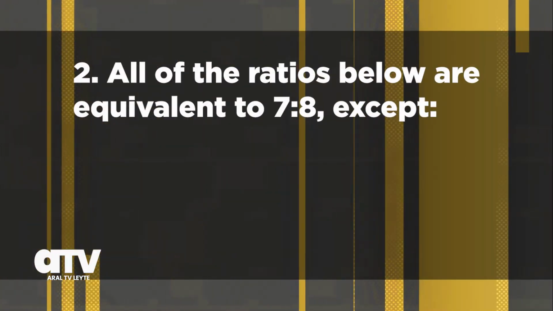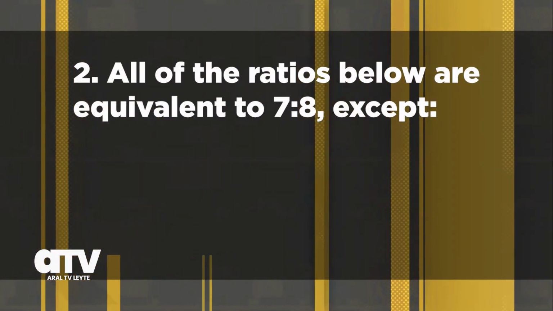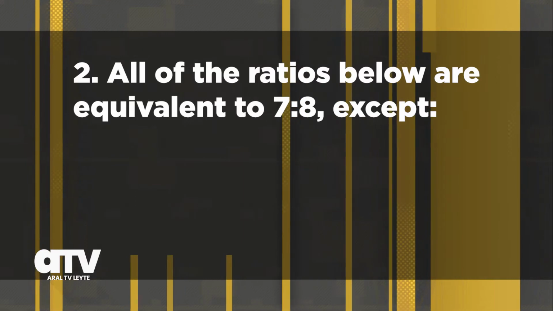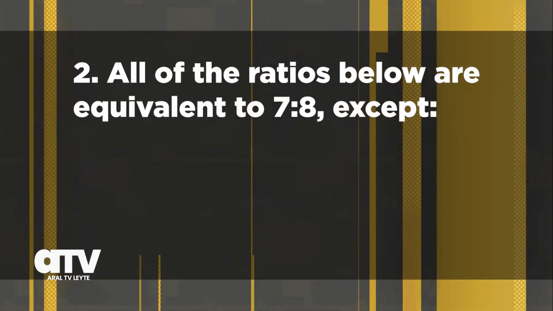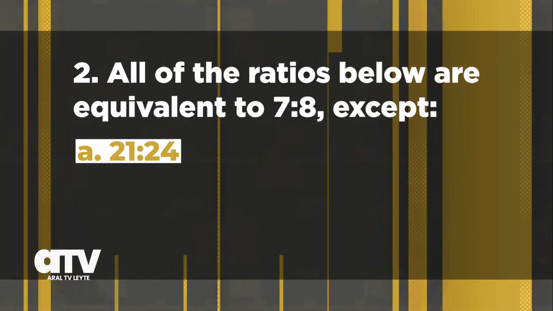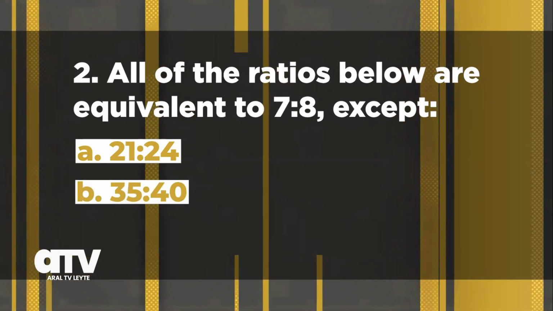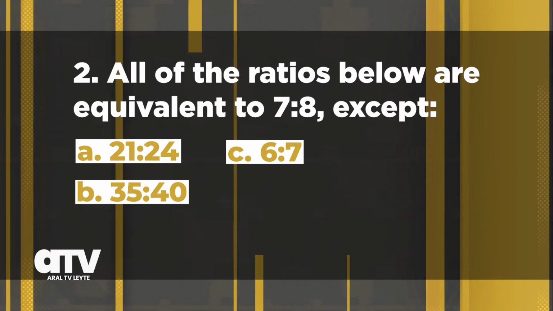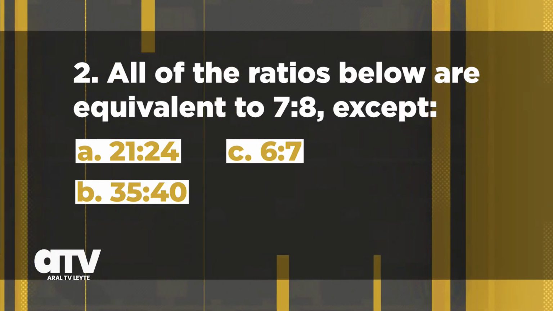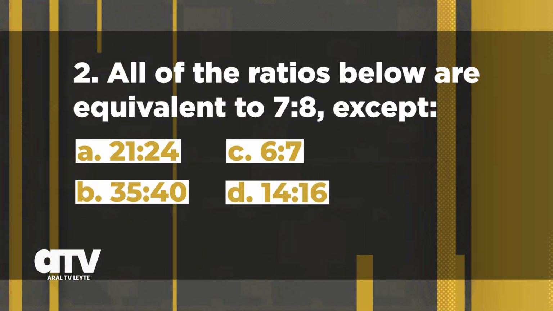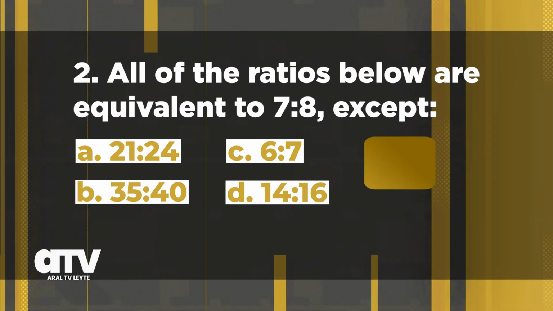Number 2. All of the ratios below are equivalent to 7:8, except A. 21 is to 24, B. 35 is to 40, C. 6 is to 7, D. 14 is to 16.